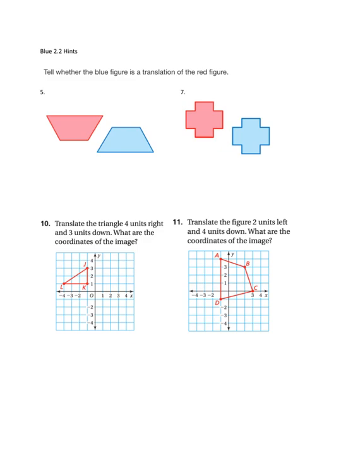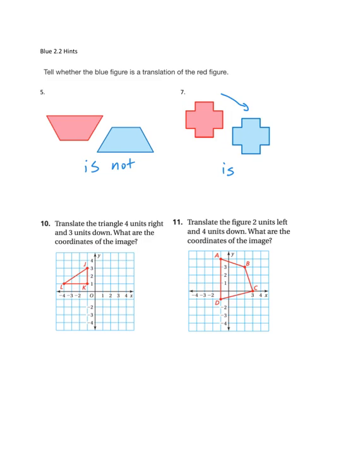So first I have number 5 and number 6. We're just telling whether this blue figure is a translation of the red figure. And I can see that for number 5, it looks like the figure has been flipped. It's not facing the same direction. So I'm going to say this is not a translation because it has some kind of a flip that's happened. Number 7, on the other hand, if I slide this figure down and to the left, the blue figure is a translation of the red figure.